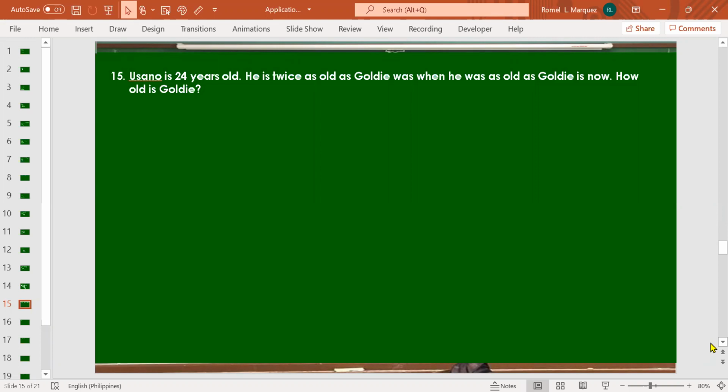Okay, I will give incentives to whoever is able to answer this. Who wants to present the solution? But I do not want the answer only, ha? You have to show the solution. You can write the solution or post the solution in the chat box. Usano and Goldie, these are my dogs. But the age that you will get is not their actual ages.